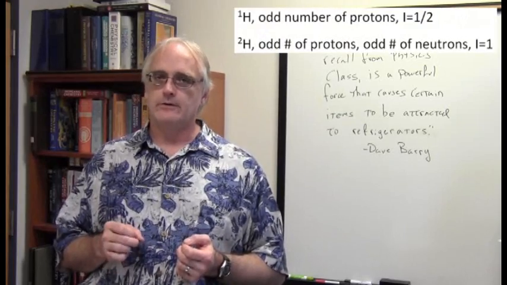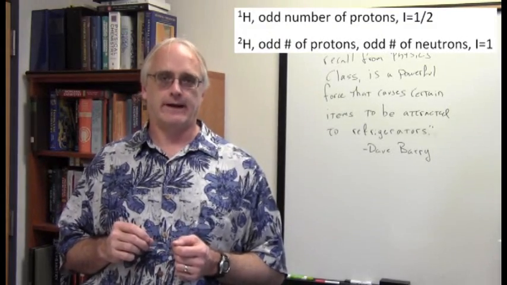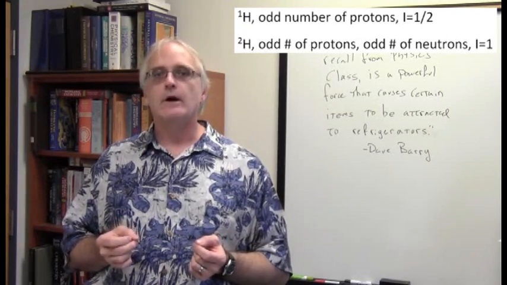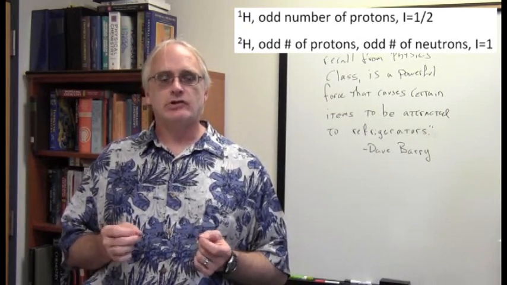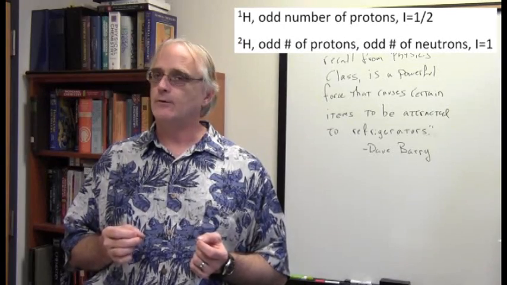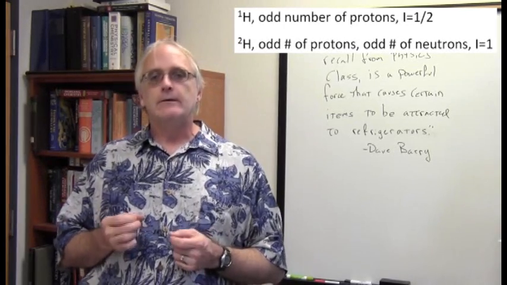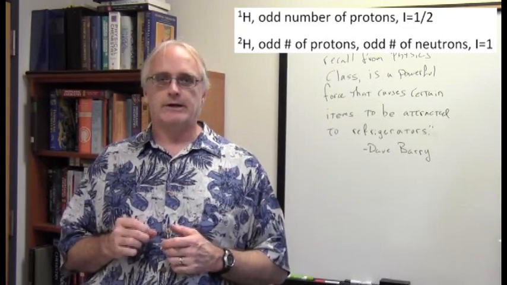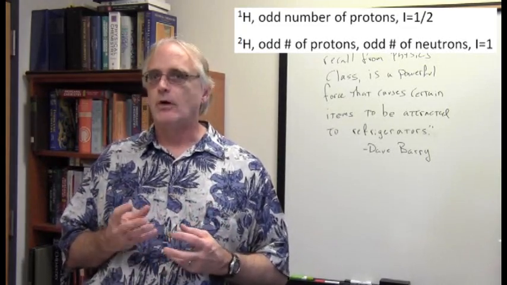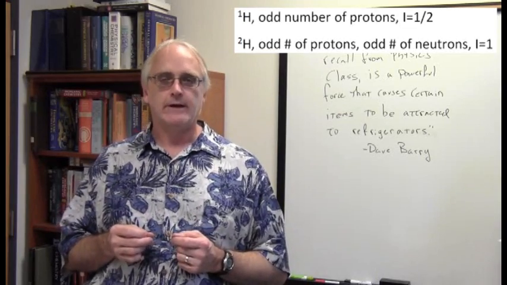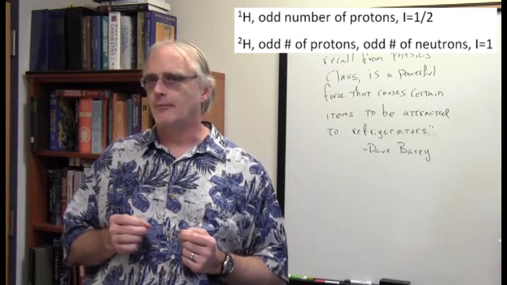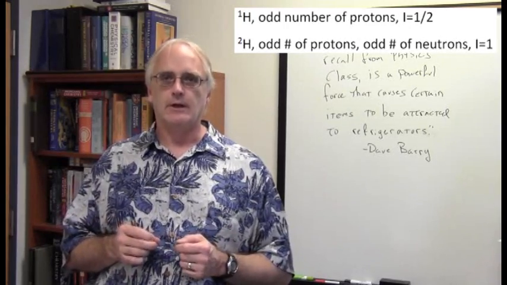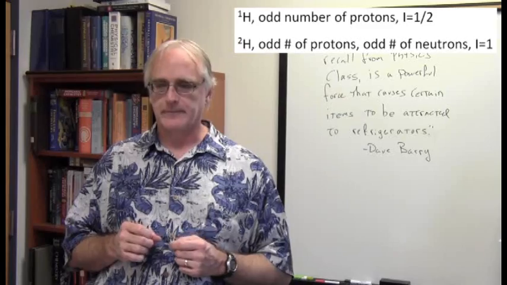Hydrogen-2, also called deuterium, the heavy isotope of hydrogen, has 1 proton, 1 neutron. It has an odd number of both, and each contributes a spin of 1/2. Overall, then, if we add them together, we say deuterium is a spin 1 nucleus. It is magnetic, but with a spin quantum number higher than 1/2, it is going to be a somewhat more complex magnetism than we see in just the simple hydrogen-1 nucleus.